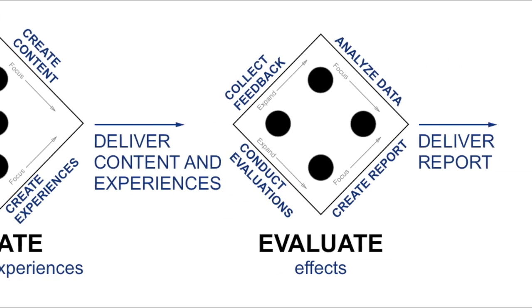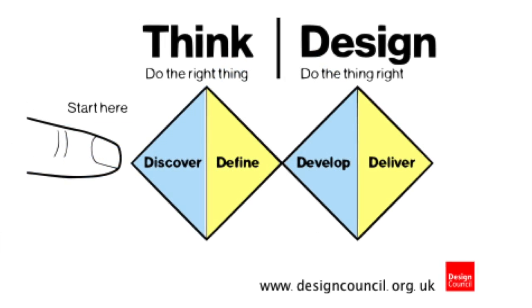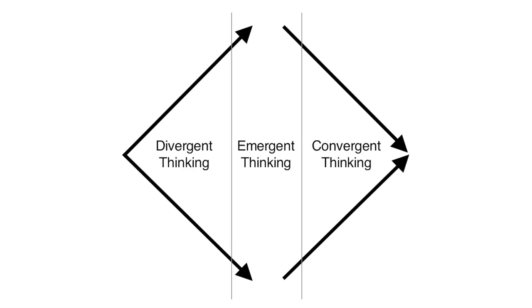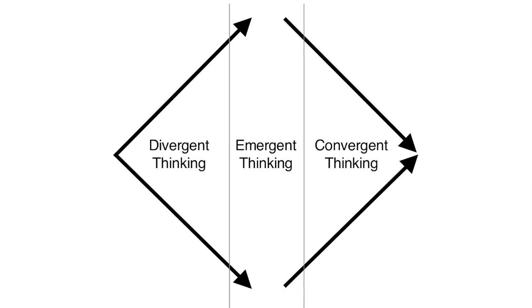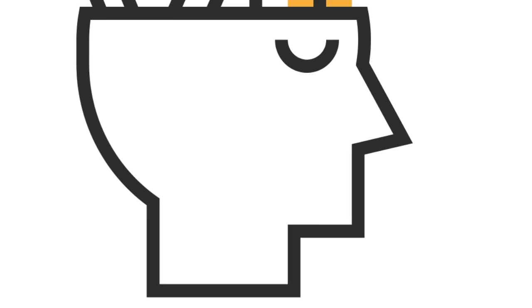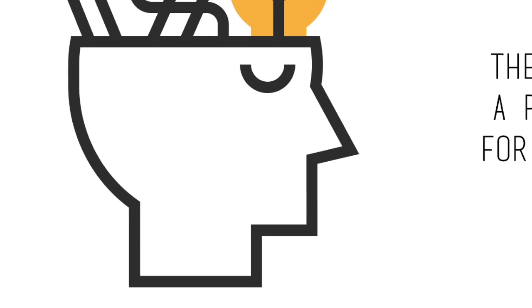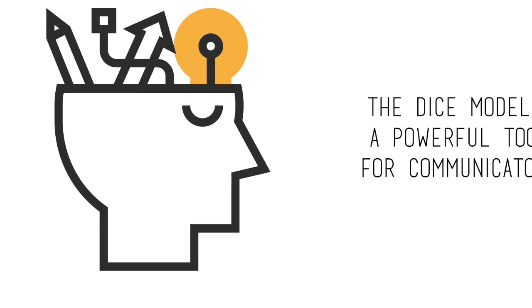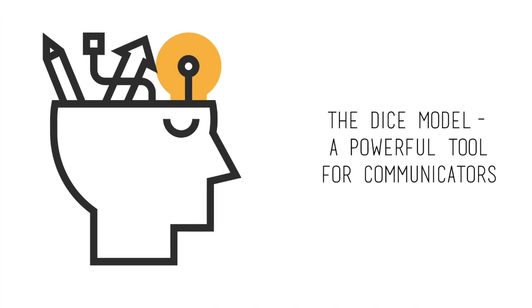The DICE model borrows from the British Design Council's Double Diamond model and combines 3 types of thinking: divergent, emergent, and convergent thinking. This combination of design thinking principles, human-centered design practice, and the communication model make DICE a powerful tool for communicators.